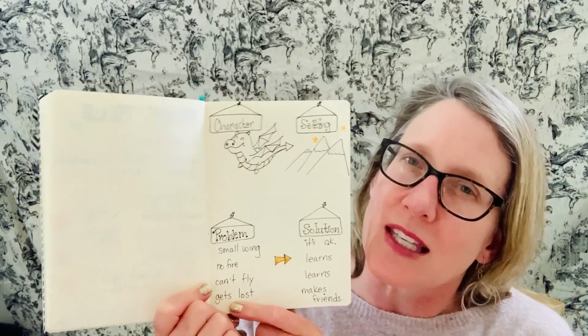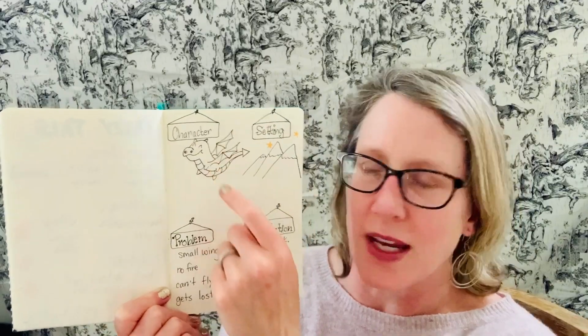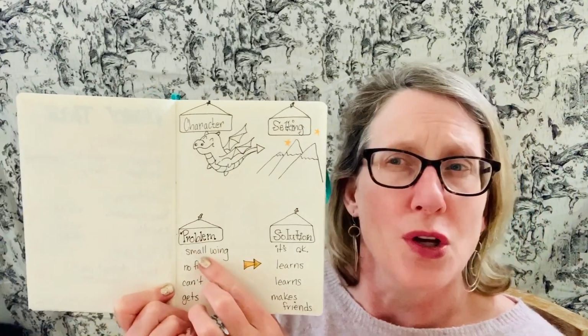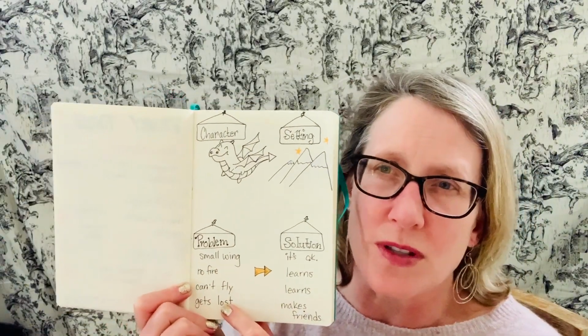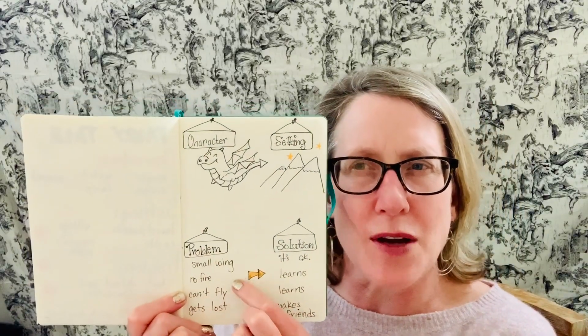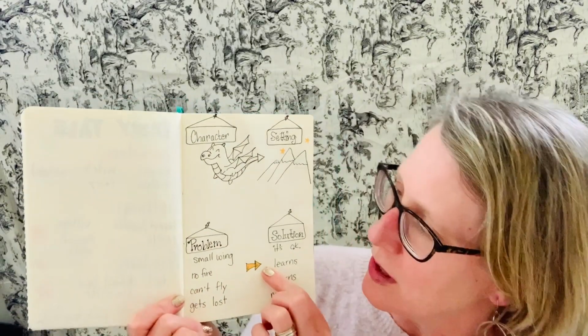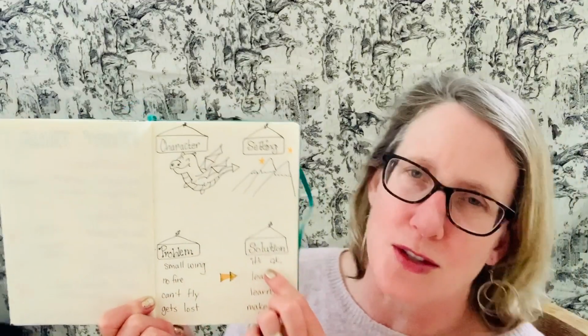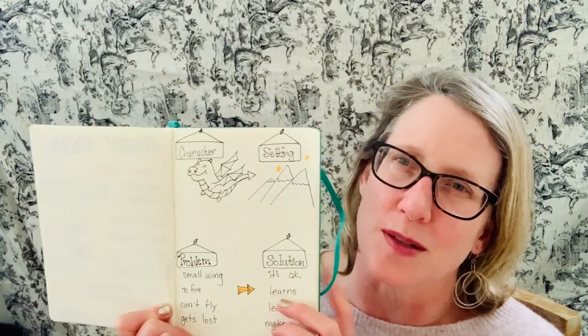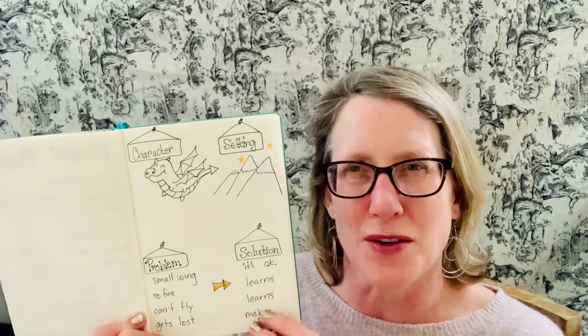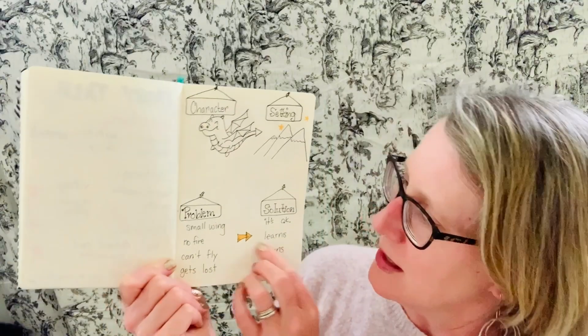So all these things I was thinking about just as I was drawing. And so I was writing little notes down. You can use pictures, you can use words. For each of those problems, I was thinking, okay, there has to be a solution. So if he has a small wing, the solution would be he would learn that it's okay to be different, and it doesn't matter if you have a small wing. It's okay, he'll figure it out.